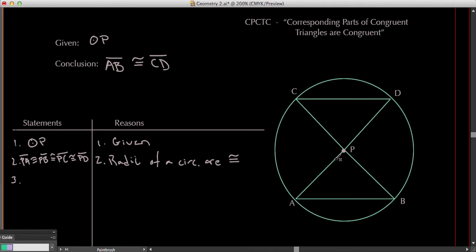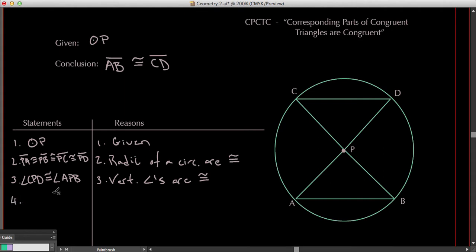I think the best way to do this is through vertical angles. They're a vertical angle pair, are they not? So we can just say here that angle CPD is congruent to angle APB, right? APB. And that's because vertical angles are congruent. Okay. So now we have side-angle-side.